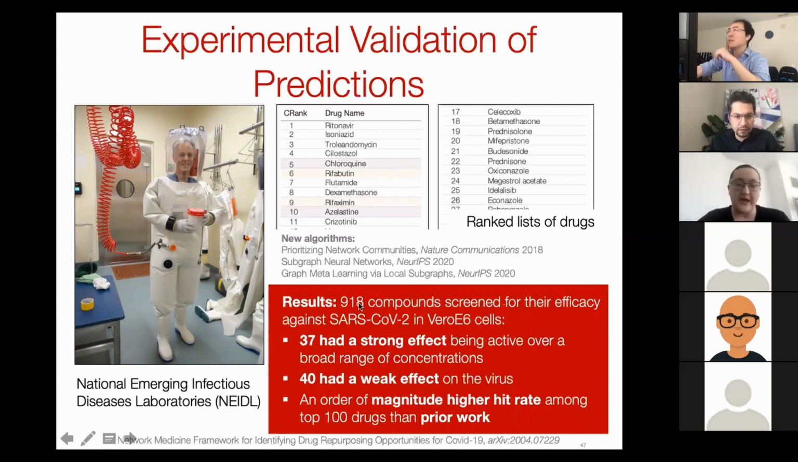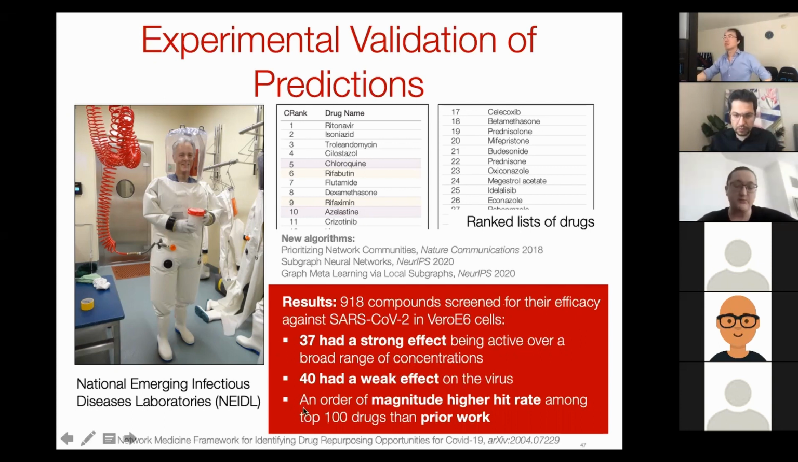So they were able to test 918 compounds. They screened them for efficacy against SARS-CoV-2, first in African monkey cells, Vero E6 cells, and then later on in human cells. The result of that experiment was that 77 drugs have shown strong or weak effects in inhibiting viral growth. They were active across a broad range of concentrations.